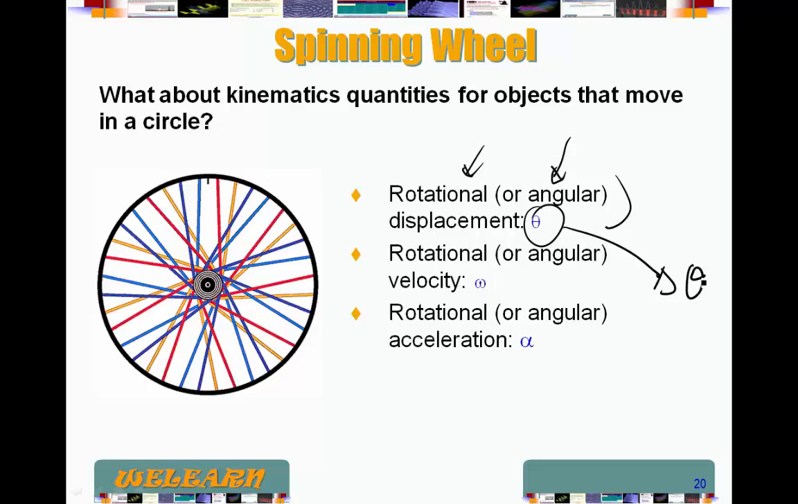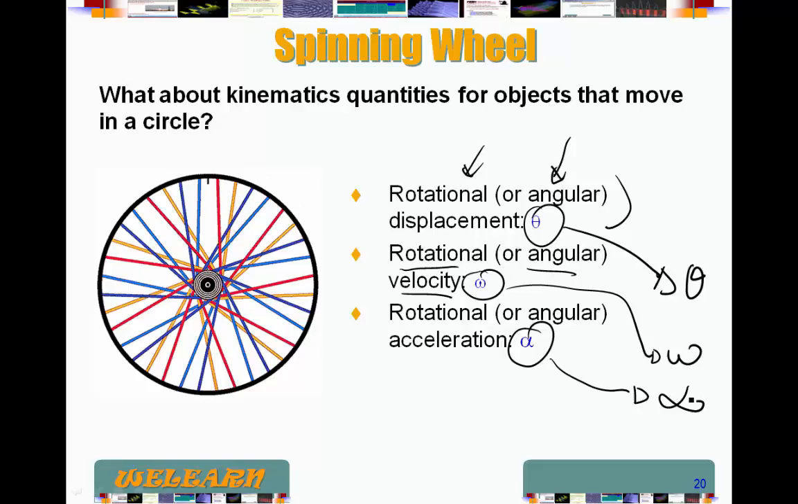We define as well a rotational or angular velocity, and the symbol for that is the Greek letter omega. For acceleration, we define a rotational or angular acceleration, and the symbol for that is the Greek letter alpha. Okay, so these are quantities that we define for rotational motion that should be equivalent to the quantities we define for regular motion.